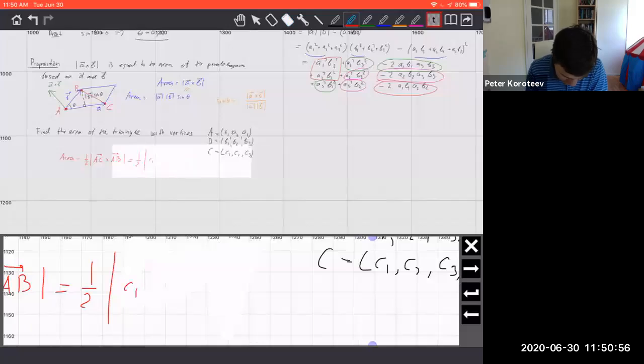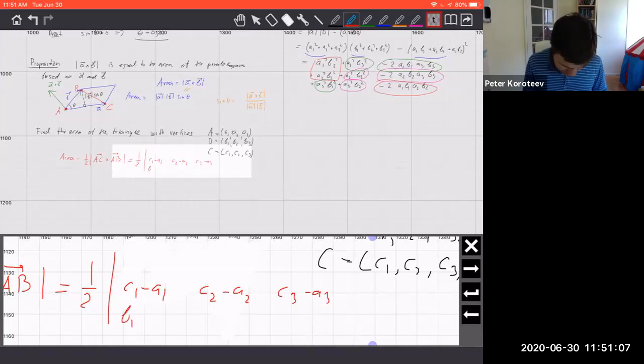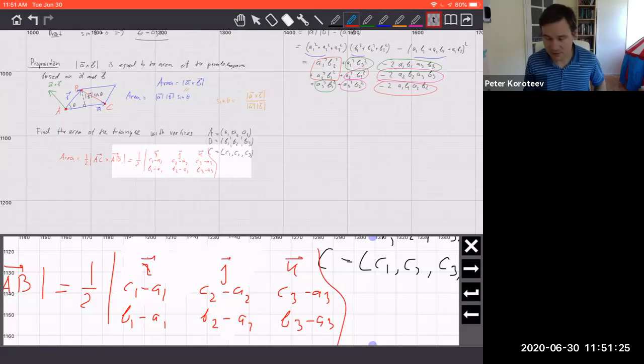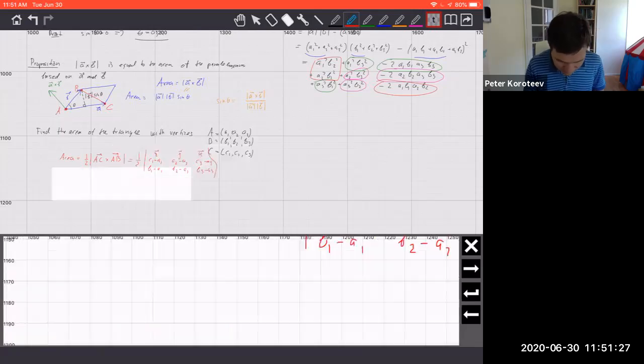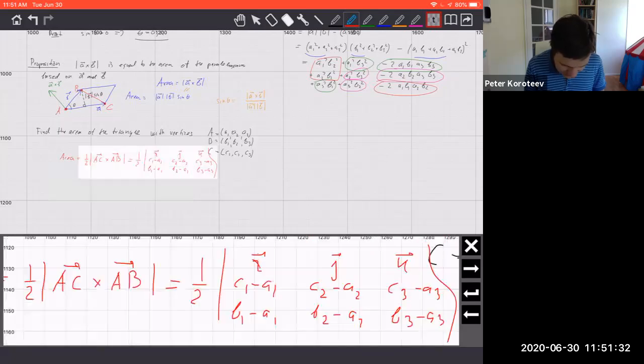So it's C1 minus A1, C2 minus A2, C3 minus A3, and AB is B1 minus A1, B2 minus A2, B3 minus A3, and this is I, J, K. So I just need to calculate the determinant of this matrix. Let me not write the full formula. And then you need to calculate the absolute value of that.